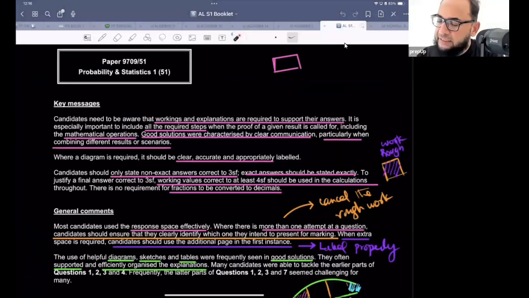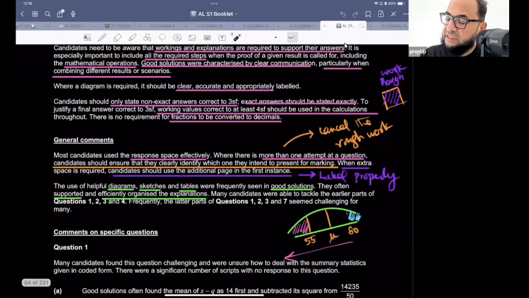Now it says candidates need to be aware that working and explanations are required to support the answer. It is especially important to include all the required steps when proof of a given result is called for, including the mathematical operations: plus, minus, multiply, divide, square root, square, cube root, cube, factorization, and so on. Good solutions were characterized by clear communication, particularly when combining different results or scenarios. Okay, when a diagram is required, it should be clear, accurate, and appropriately labeled.